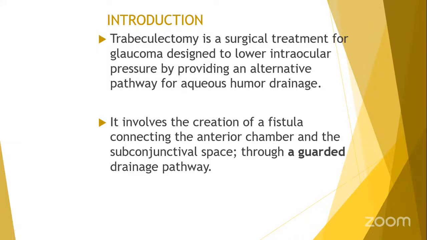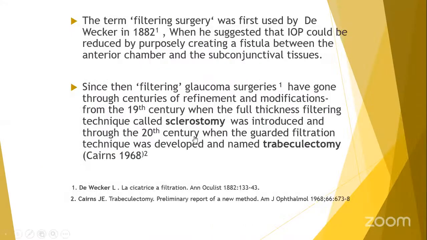Today, we're going to be talking about the steps of trabeculectomy surgery. By way of introduction, I would like to say that trabeculectomy is a surgical treatment for glaucoma designed to lower intraocular pressure by providing an alternative pathway for aqueous humor drainage. It involves the creation of a fistula connecting the anterior chamber and subconjunctival space through a guarded drainage pathway.